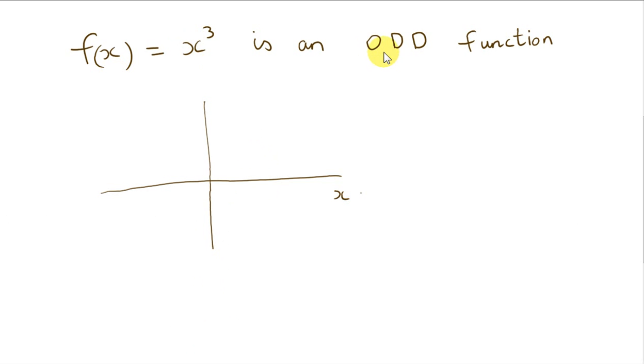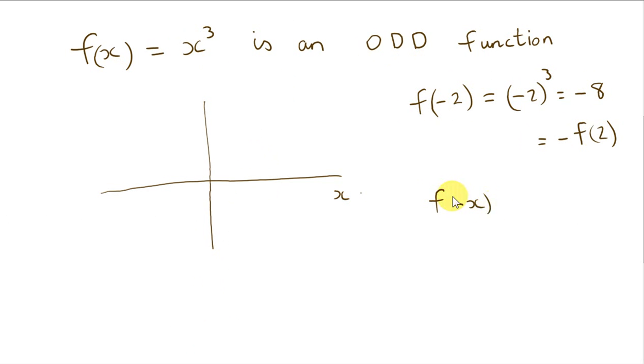Now, this is an example of an odd function. What does that mean? Let's look at f of minus 2. Well, that's minus 2 cubed, which is minus 8. But minus 8 is the same as minus f of 2. In general, for an odd function, f of minus x is equal to minus f of x. So in this example, if we know what f of minus 2 is, then f of 2 must be plus 8.